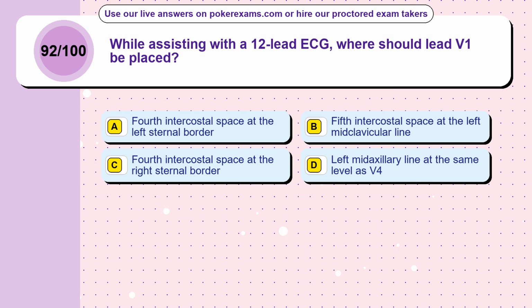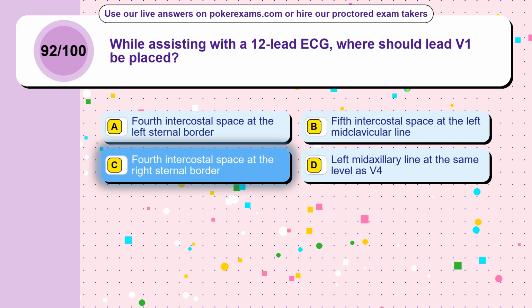Question 92. While assisting with a 12-lead ECG, where should lead V1 be placed? Option A. 4th intercostal space at the left sternal border. Option B. 5th intercostal space at the left midclavicular line. Option C. 4th intercostal space at the right sternal border. Option D. Left midaxillary line at the same level as V4.